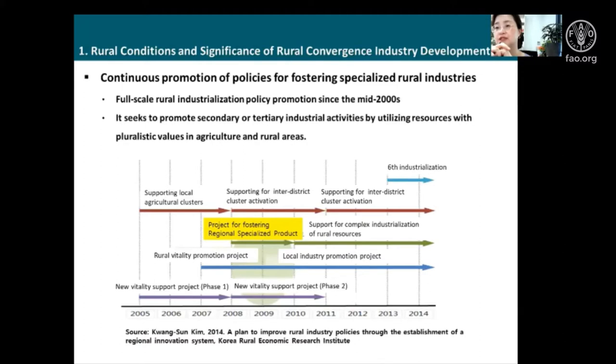and rural areas. The project to foster regional specialties was carried out from 2008 to 2010. This program has been continued as a project to support the industrialization of rural resources from 2010 to the present. In addition, projects to foster local agricultural clusters have been ongoing since 2005.